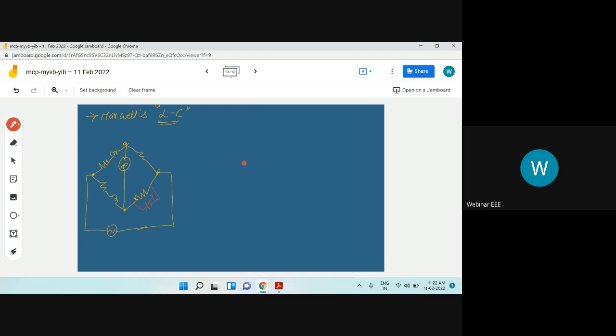Using this bridge, we can also calculate the value of capacitance when the inductance is known. So this Maxwell's inductance capacitance bridge can be used either way. That is, if the capacitance is known, then we can identify the value of inductance. If you don't know the value of inductance, then you have to rely on the value of capacitance. So here the balance condition will be R1 R4 is equal to R2 R3. R1 is equal to R2 R3 by R4, whereas the unknown inductance L1 is equal to R2 R3 R4.